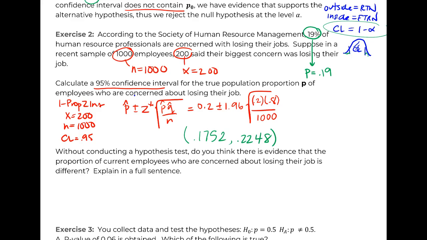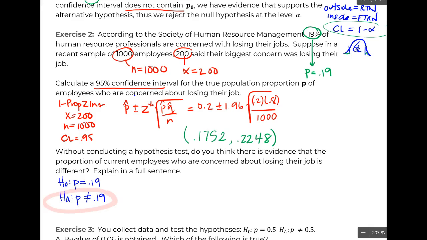So the next question says, without conducting a hypothesis test, do you think there is evidence that the proportion of current employees who are concerned about losing their job is different? And here it should say something about the value claimed by the Society of HR Management. So they claimed basically, and we're not going to do a hypothesis test, that this proportion was 19. So the alternative to that would be that P does not equal 19. And so the question is, do we have evidence to support this?